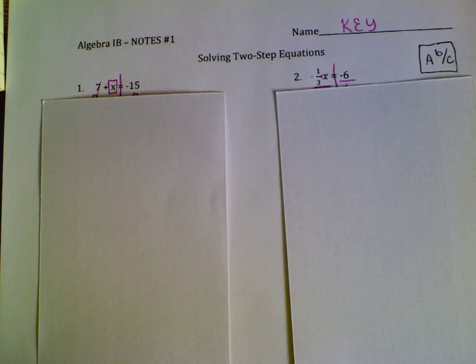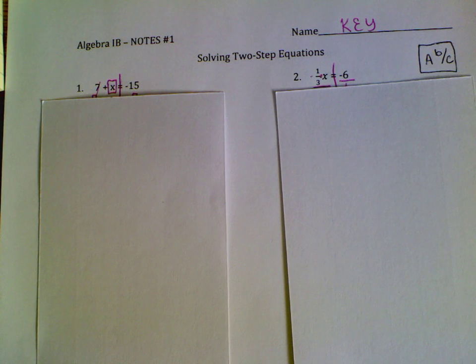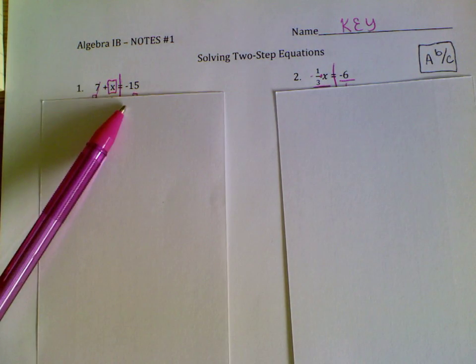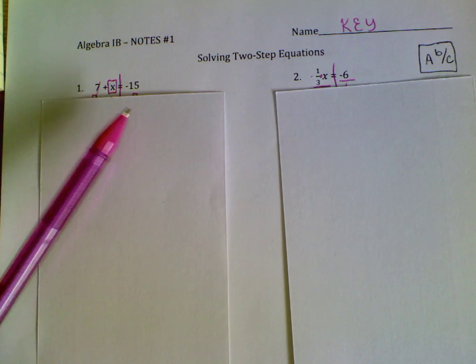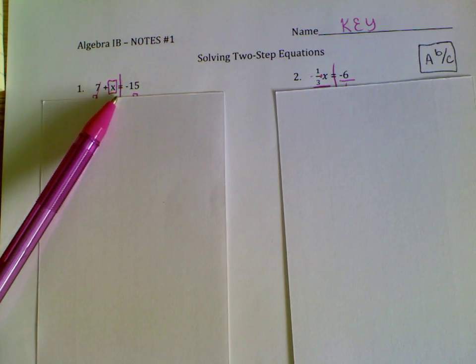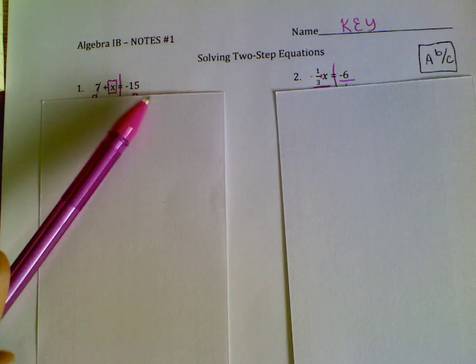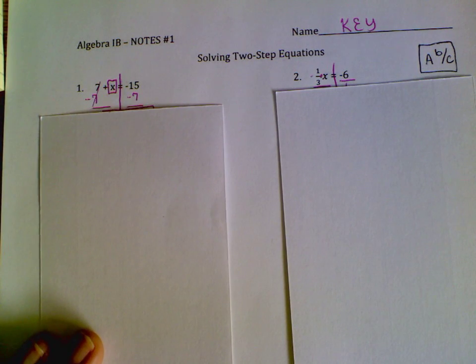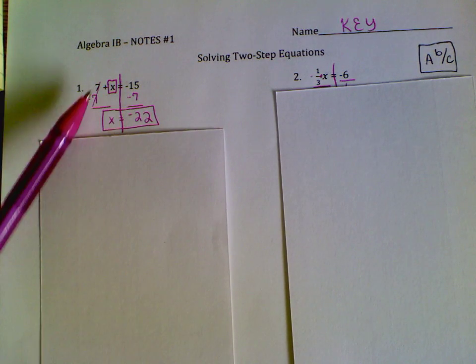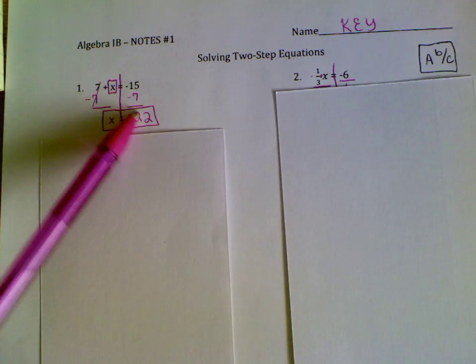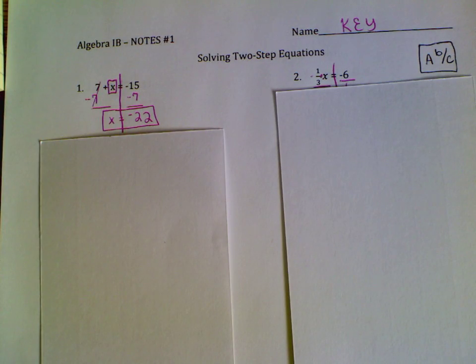Okay, this first section is where we're going to solve one-step and two-step equations. So you'll see that we have 7 plus x equals negative 15. We're going to get the x by itself, so we're going to do the opposite of positive 7 to the other side. So we're going to subtract 7 from both sides and see the 7's will cancel out, so I get negative 22 when I combine on the right-hand side.